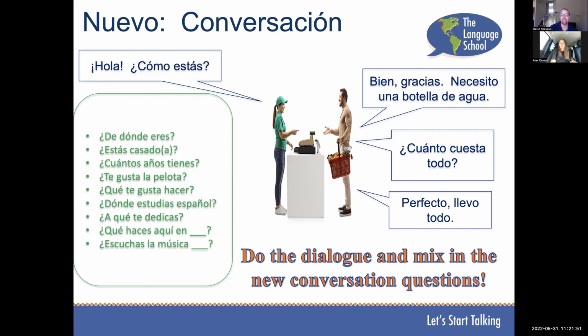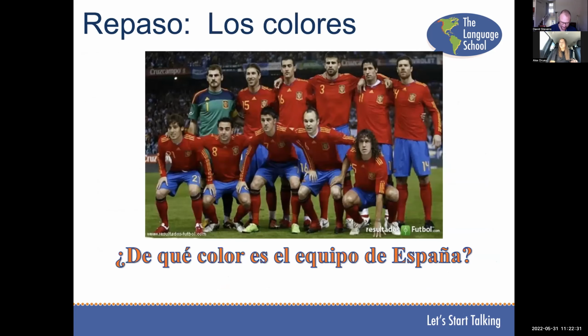¿Y qué haces aquí en México? Estoy estudiando español. Bien, ¿y qué te gusta hacer? Me gusta leer. Okay, muy bien. So now ask me, ¿cuánto cuesta todo? ¿Cuánto cuesta todo? La botella de agua cuesta 20 pesos. Perfecto. Llevo todo. Muy bien.